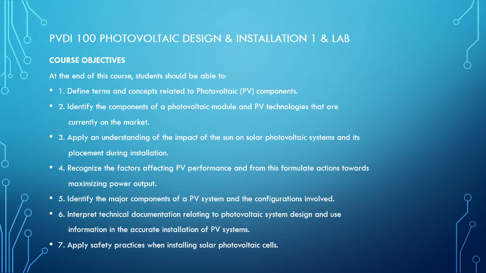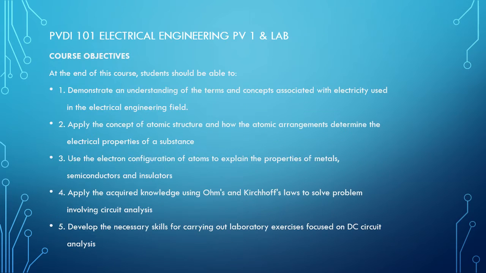recognize the factors affecting PV performance, and from this formulate actions towards maximizing power output, identify the major components of a PV system and the configurations involved, interpret technical documentation related to photovoltaic system design, and use the information in accurate installation of PV systems. And 7, apply safety factors when installing solar photovoltaic cells. So you can always pause the video and take your time to read through these.